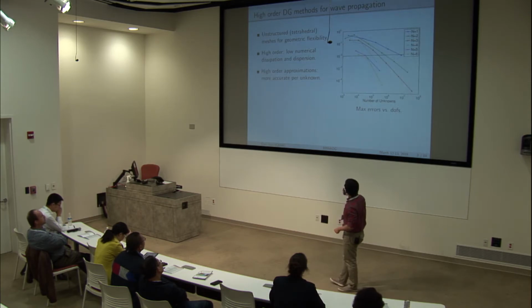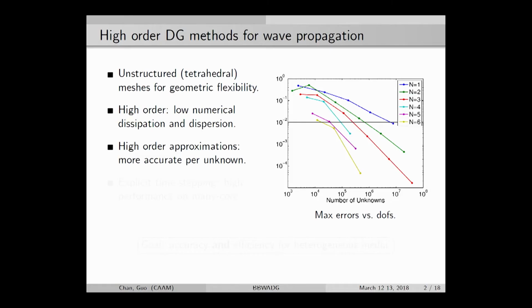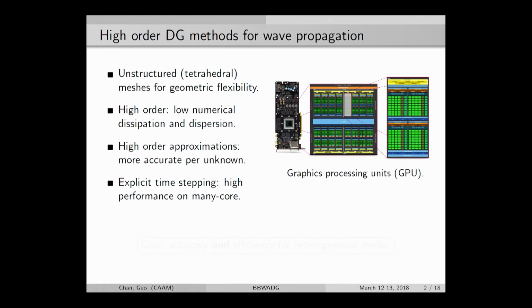It's also more accurate per unknown. If you just plot the L2 error or L infinity error, whichever norm you want, you can see that higher order methods, as you go down, they converge at a much, much faster rate. And personally for me, I'm very interested in GPU computing, accelerated computing in general. And if you use explicit time stepping with higher order methods, then they get great performance on these architectures.